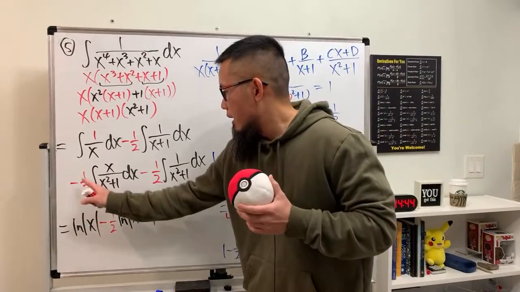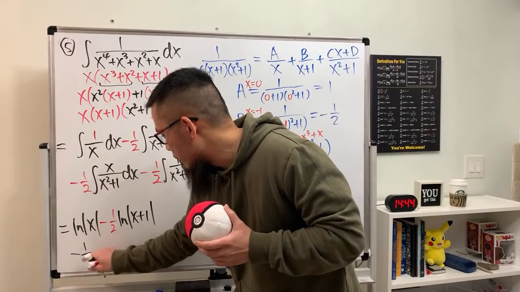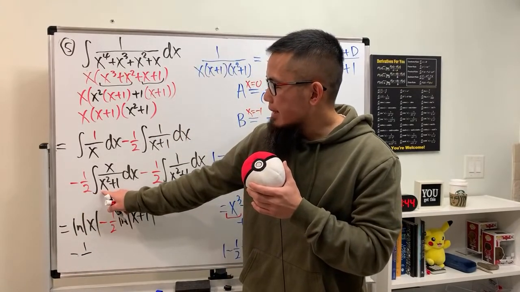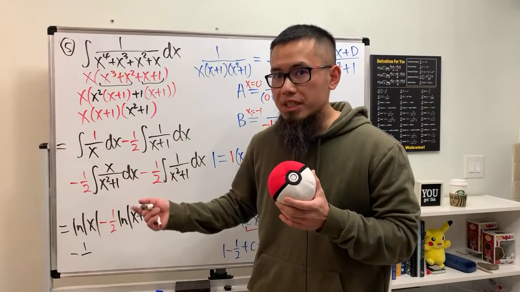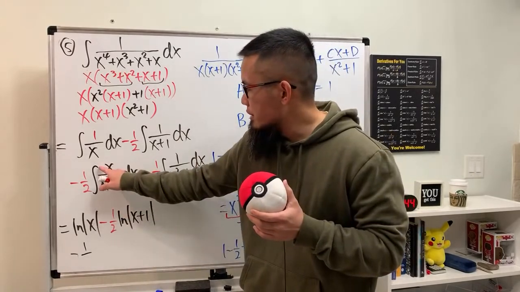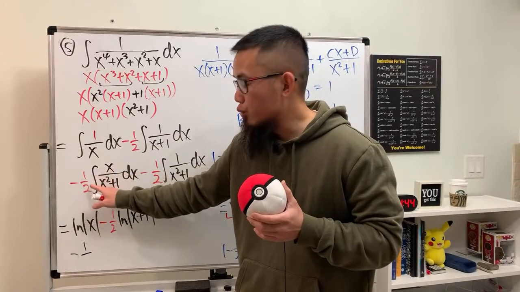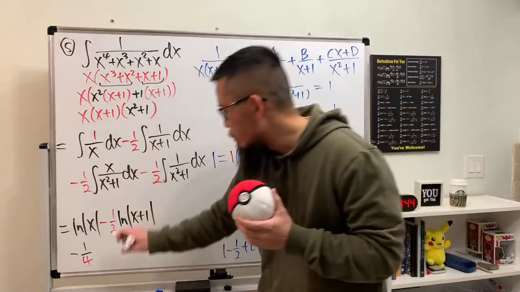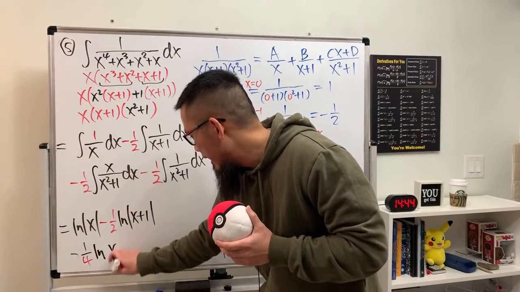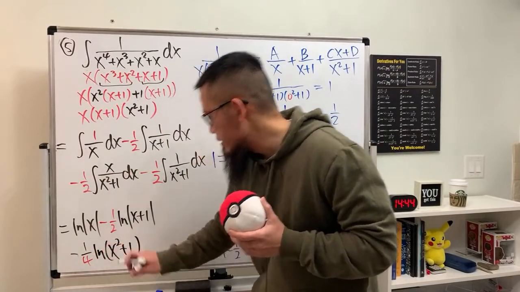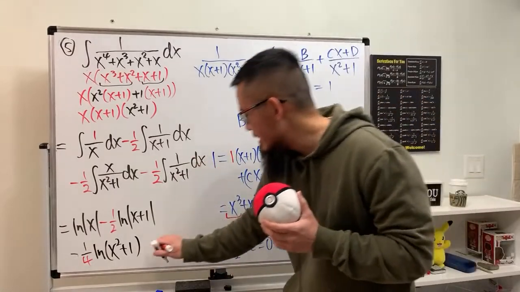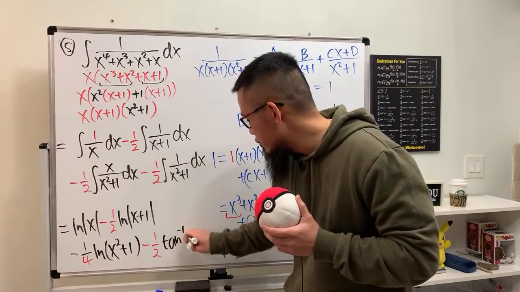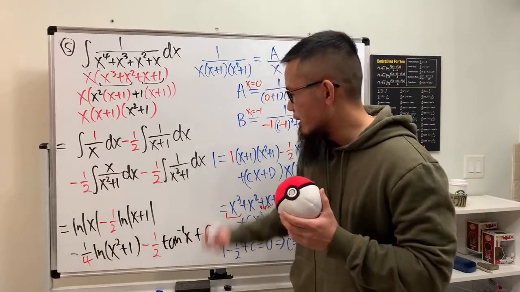Again, this is negative 1 over 2 originally, but because you do the u-sub, u will be x squared plus 1. The derivative is 2x, so you need a 2 here, and be sure you divide by 2 right here as well. So this is actually negative 1 over 4, and then you have ln of x squared plus 1, and we just need the parentheses for that. Lastly, negative 1/2, and this guy is just inverse tangent of x. Very, very nice.